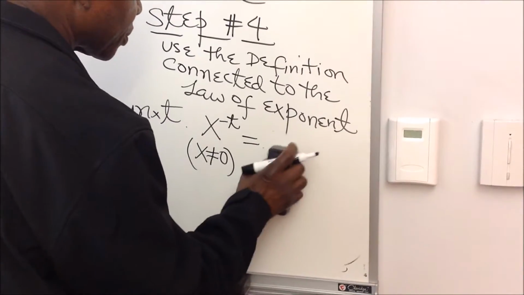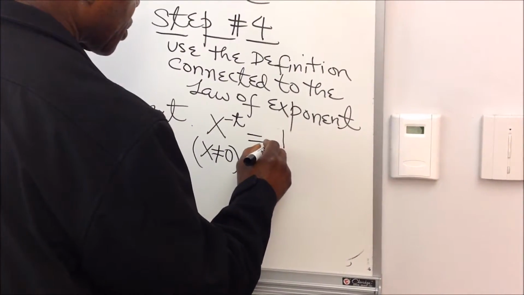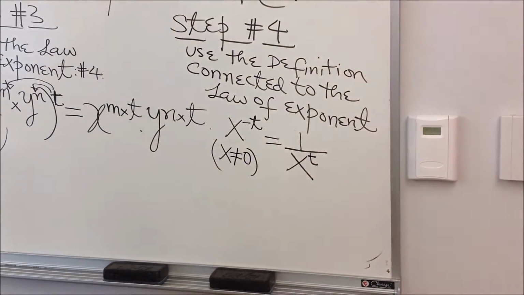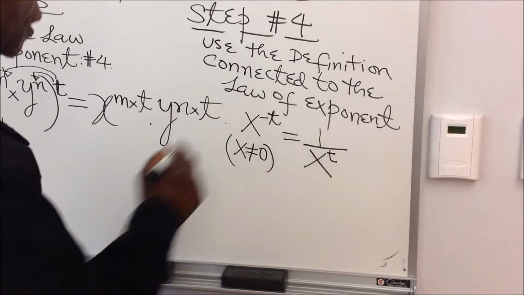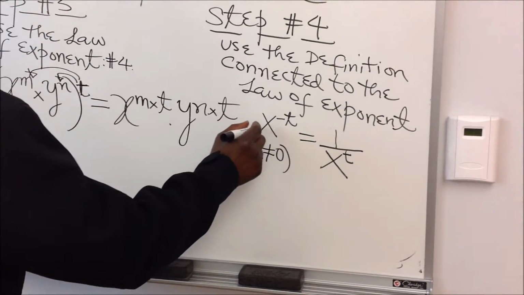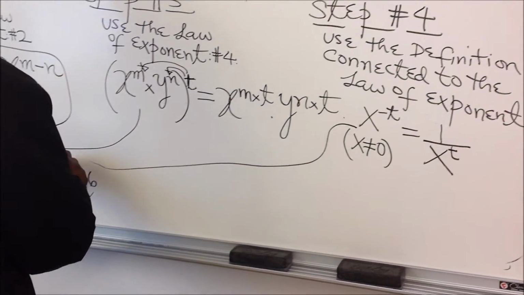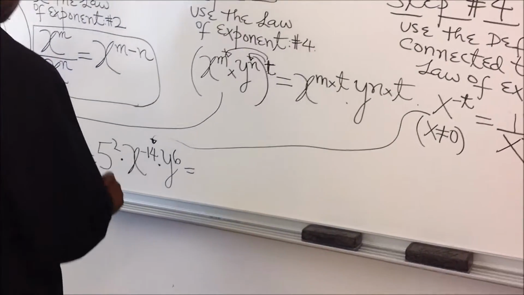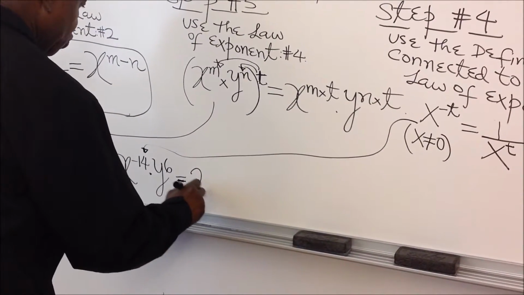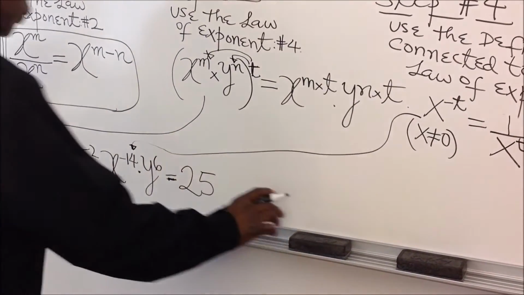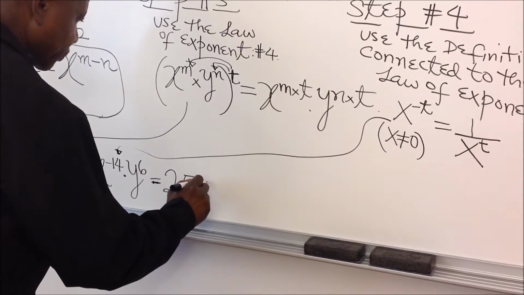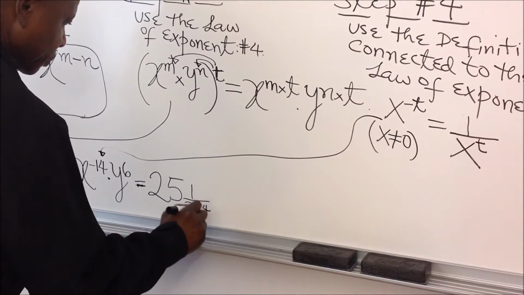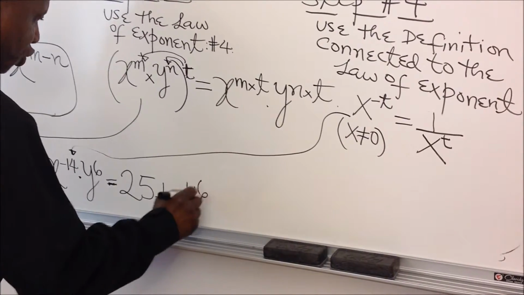I repeat, this would be 1 over x raised to power t. So, using this definition connected to the law of exponent, we can now solve this problem. So this means that we now have 25, 5 squared, that's 25. And now the x to the negative 14 can be written as 1 over x to the 14th power times y to the 6th power.